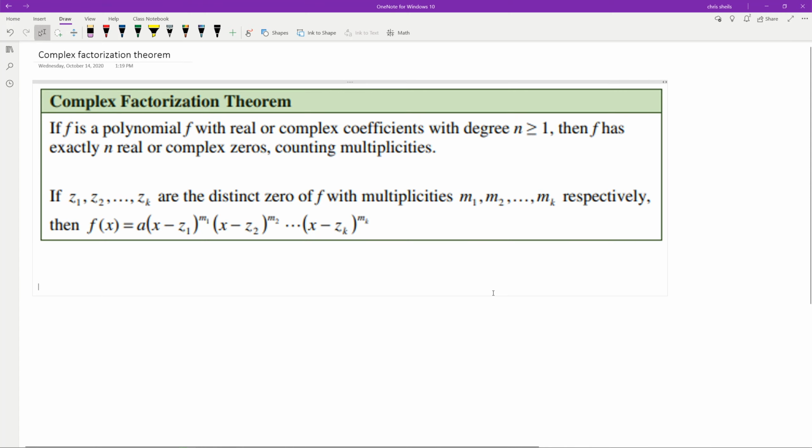And importantly, we have this thing called the complex factorization theorem that's very, very useful. If f is a polynomial with real or complex coefficients with degree n greater than or equal to 1, then f has exactly n real or complex zeros, counting multiplicities. So in other words, an nth degree polynomial has n roots when you count the multiplicities. And this is just a more formalized rephrasing of this thing at the bottom.